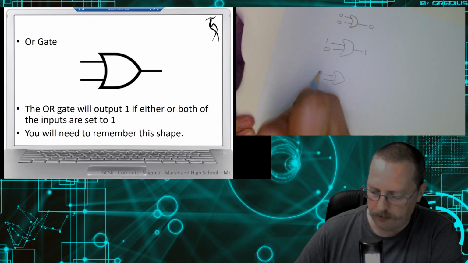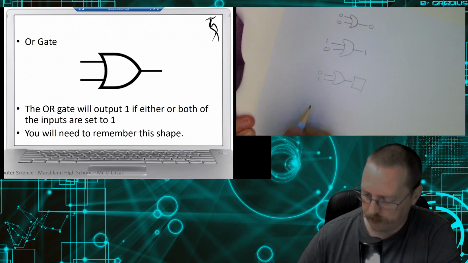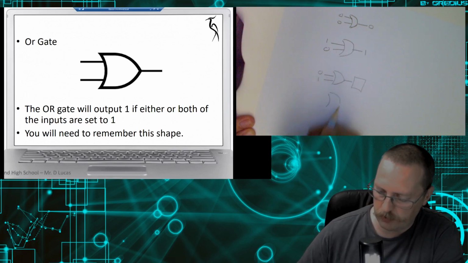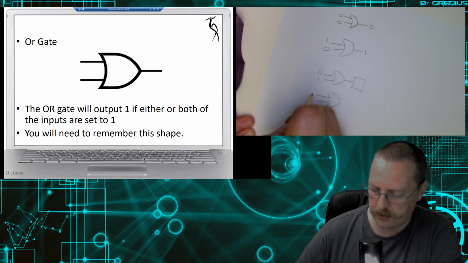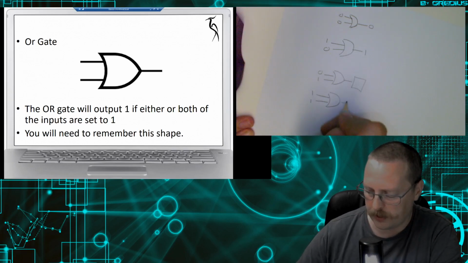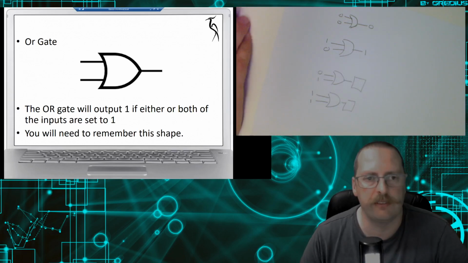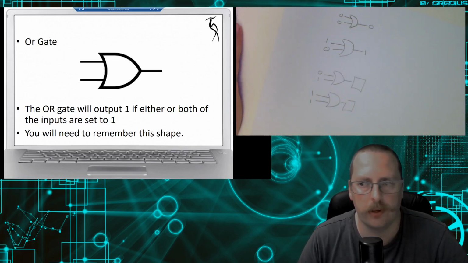We're going to have off and on, and you need to tell me what goes in this box. And the last one we've got, the other option we can have, is if both of them are on, what will the output be? So you need to fill in this box with a 1 or a 0. So that's the task for the OR gate. I hope that makes sense.